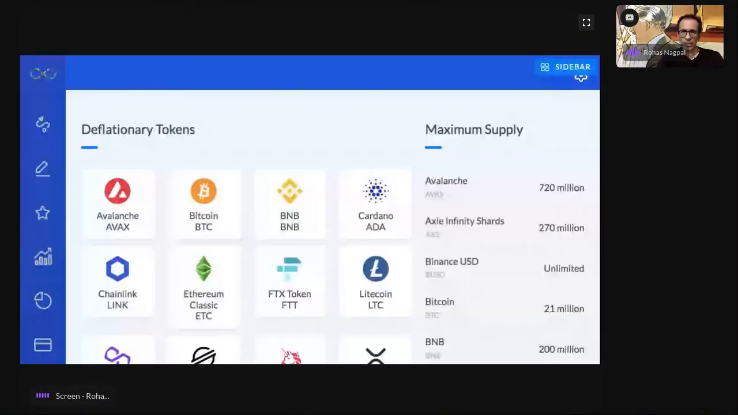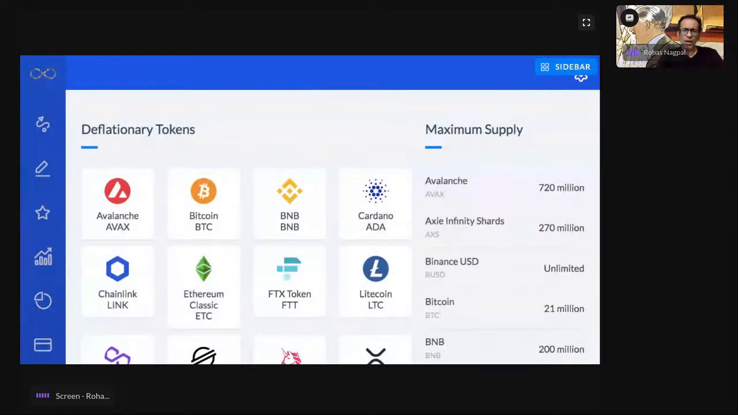First, let me just give you some basics. Just give me 1 second. I'll share my screen. Let me know if my screen is visible. It should say deflationary tokens on top. If you can see that, just give me a quick yes.